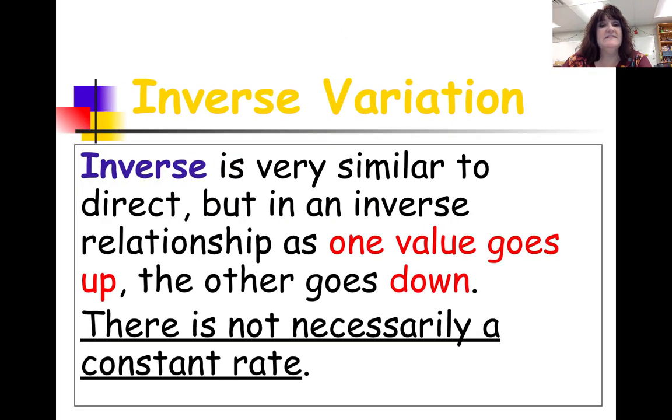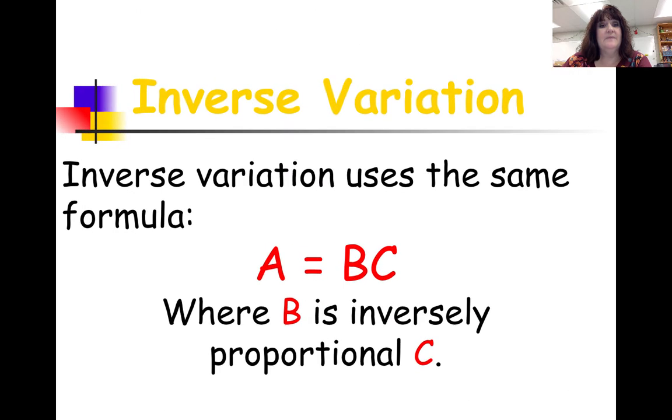Inverse variation is similar, but in an inverse relationship, one value goes up, the other goes down. This is not necessarily at a constant rate, but could be any form of variation. In inverse variation, if you have that same formula, A = BC, B is inversely proportional or related to C.